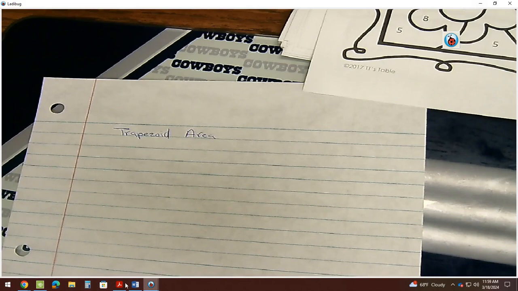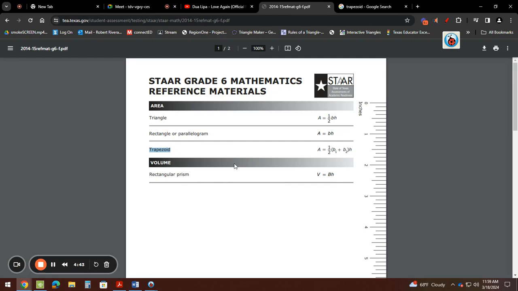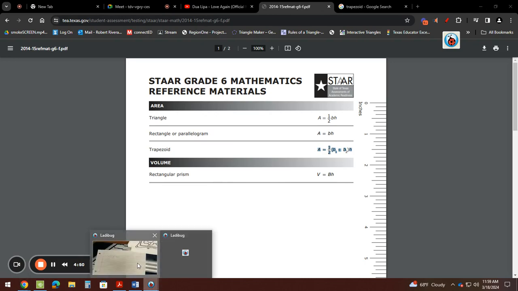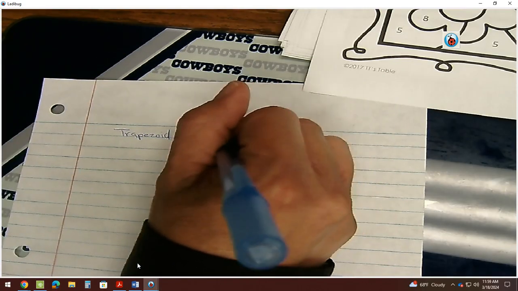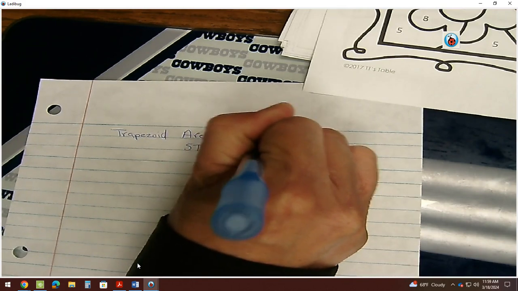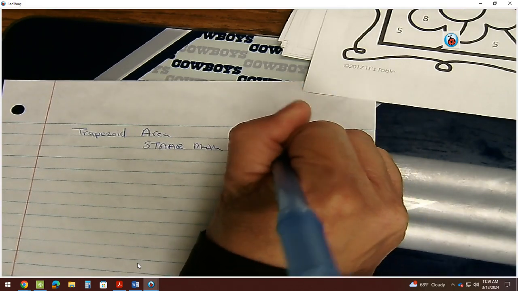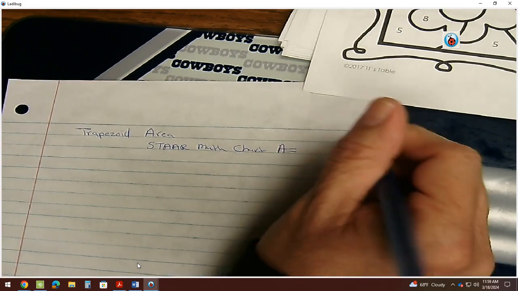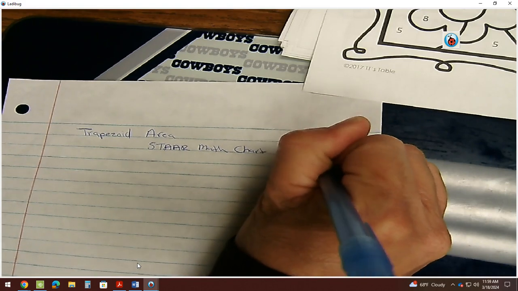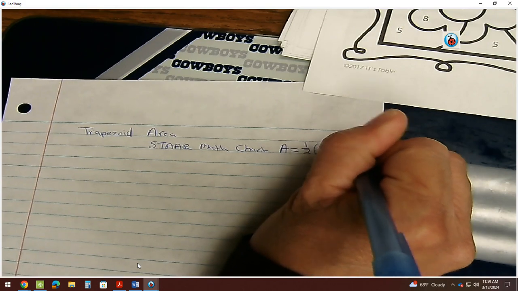Not that guy. This one. And we're going to copy that right now exactly the way it is. So I have it by memory, so you just copy me. This is from the STAAR math chart. You better listen because now you'll be all confused. A means area equals half of B1, which is base 1, plus base 2 times height.